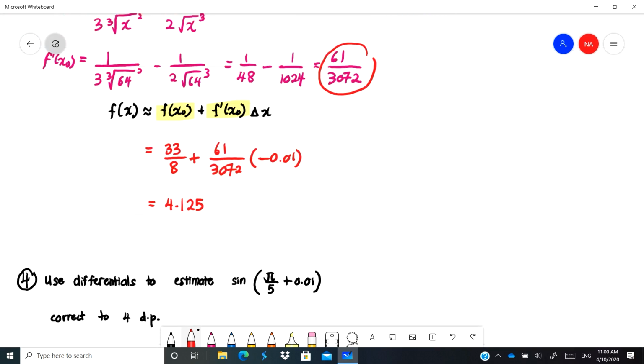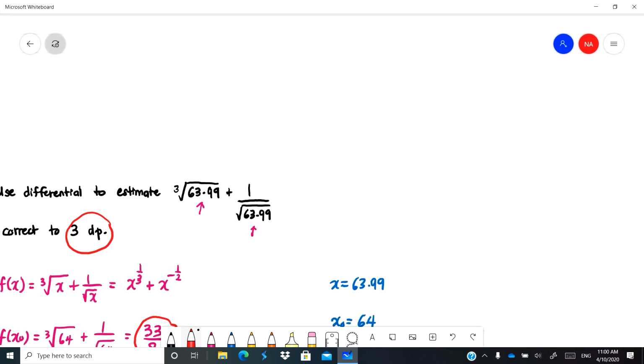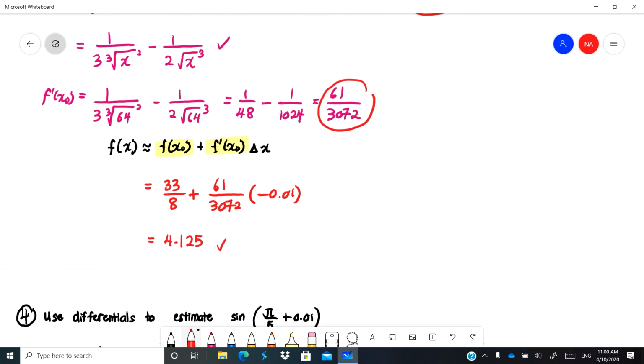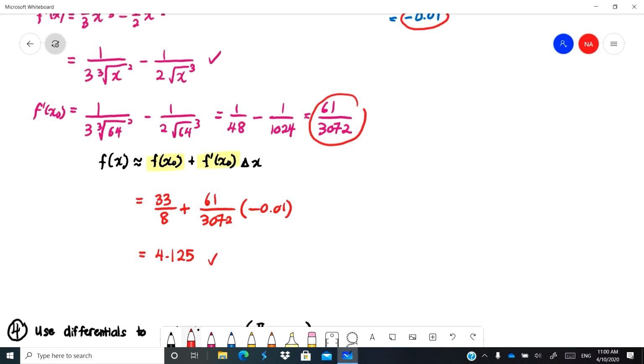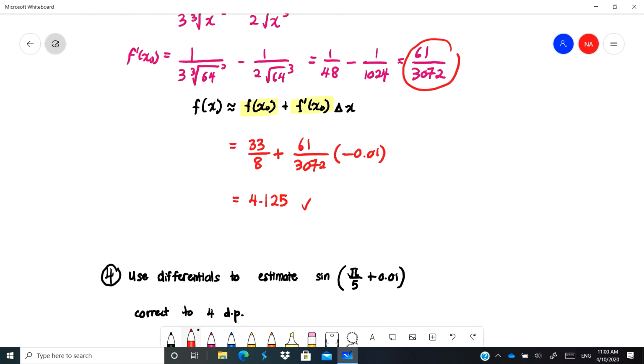So to check whether your answer is correct or not, so 4.125, you try to press this using a calculator. So we are pressing cube root of 63.99 plus 1 over square root of 63.99. Using your calculator, we'll get 4.1248, all right, which is close to this one, so that means it's correct. Okay, it must not be exactly the same, but it must be somewhere close, something like that. All right, so let's move to question number 4.